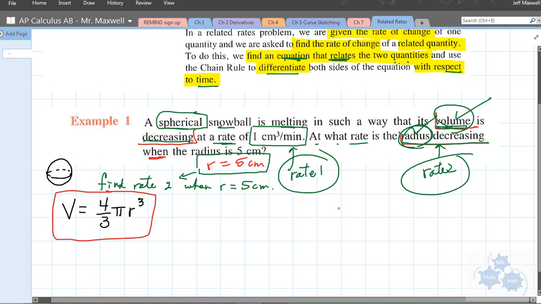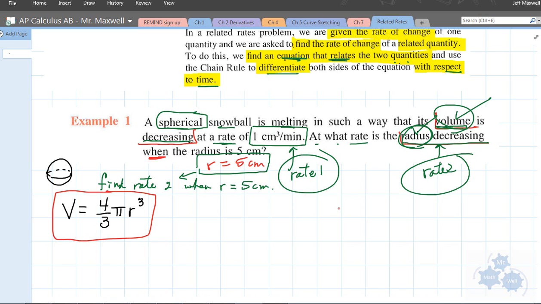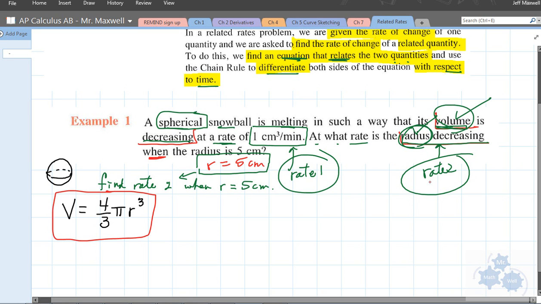Now, this is where it gets a bit different from the other questions. We've got two rates. So which is the preferred variable? That's the thought process that we've been using so far, right? Which one is the preferred variable? Are we going to do dV/dr? Are we going to do dr/dV or something different? And in this case, we're doing something different. In a related rates question, we differentiate both sides of the equation with respect to time.